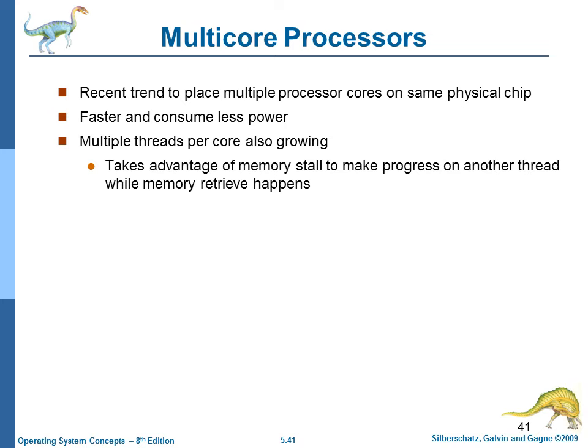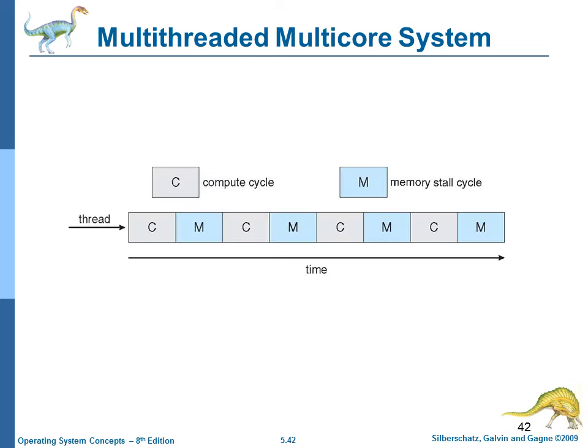If we have a look at this figure, as much as half of the CPU cycles are lost to memory stall. By assigning multiple kernel threads to a single processor, memory stall can be avoided or reduced by running one thread on the processor while the other thread waits for the memory.